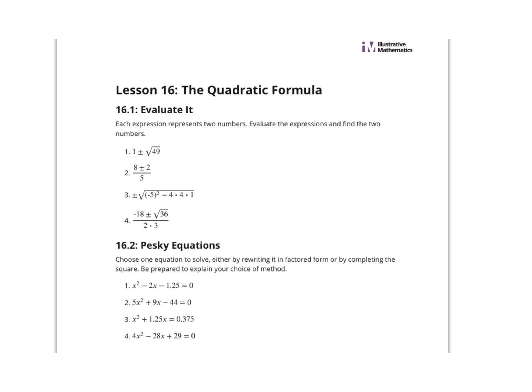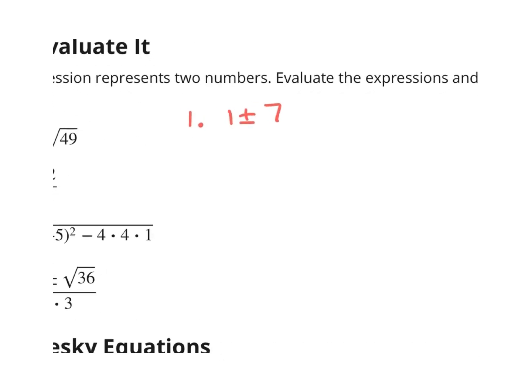All right, let's go ahead and solve. So for number 1, that one's pretty easy. What you're going to do is first take the square root of 49, which in this case is 7. So you know that you're going to have 1 plus 7 or 1 minus 7. And then we're going to separate it into two problems. So we have 1 plus 7, which is going to equal 8. And then 1 minus 7, which is going to be equal to negative 6. So your two solutions are 8 and negative 6.